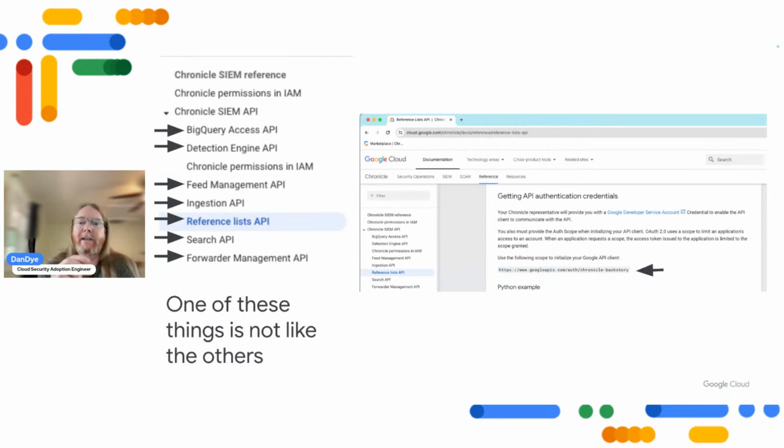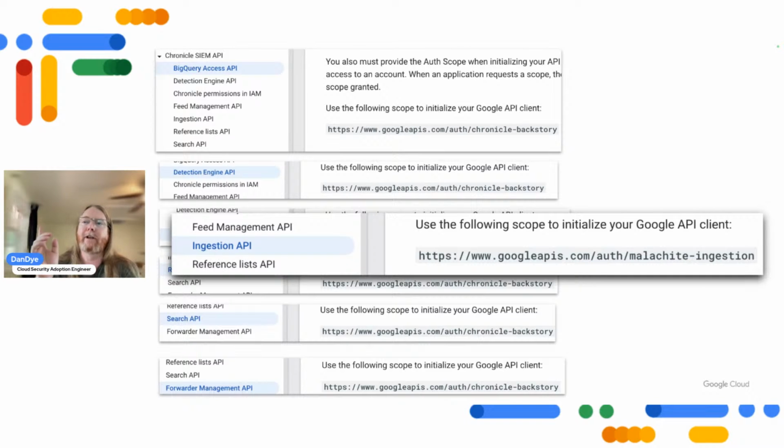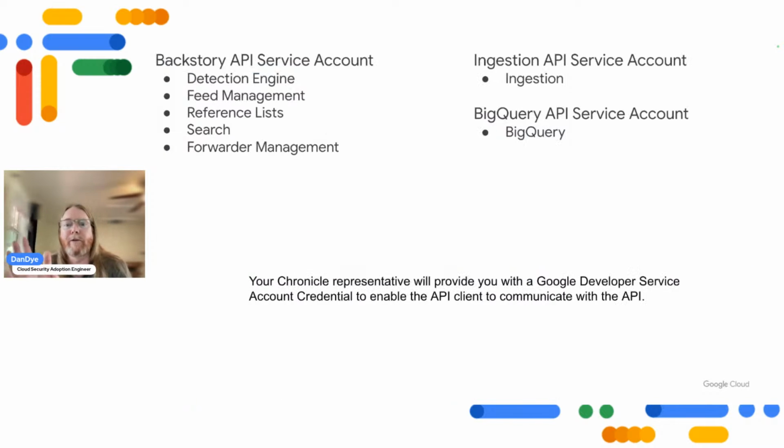So if you visit each one of these pages and you look at the scope information, you will find that one of these things is not like the others. All but one of them have a scope that ends with Chronicle backstory, except for ingestion. And ingestion's scope ends with Malachite ingestion. So the scope names are also a clue for how to group together which APIs go with which service account, the backstory service account versus the ingestion service account.